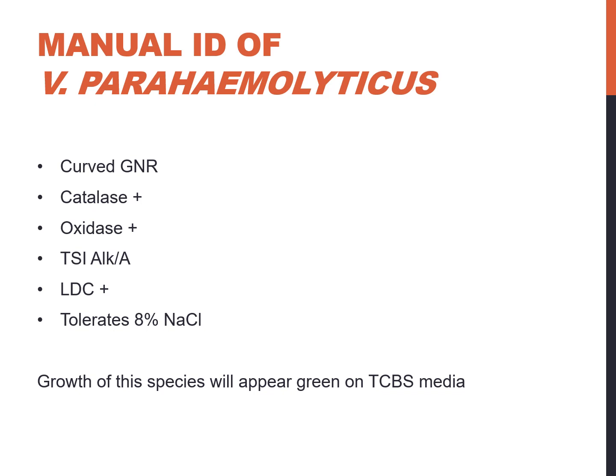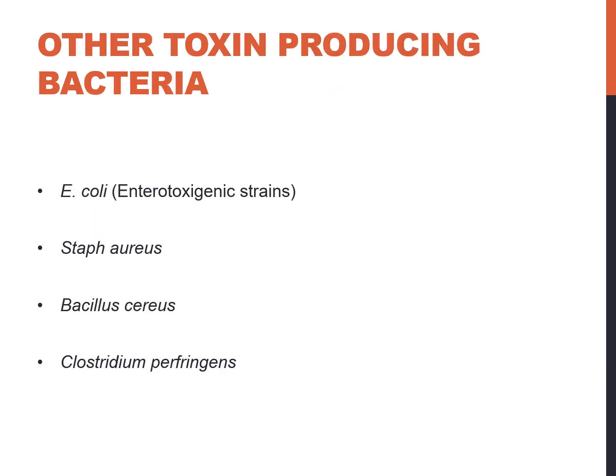There's actually another species of Vibrio called Vibrio vulnificus. It also causes gastrointestinal issues and wound infections associated with seawater. Other toxin-producing bacteria on the list would be E. coli, especially the enterotoxigenic strains, Staphylococcus aureus, Bacillus cereus, and Clostridium perfringens.